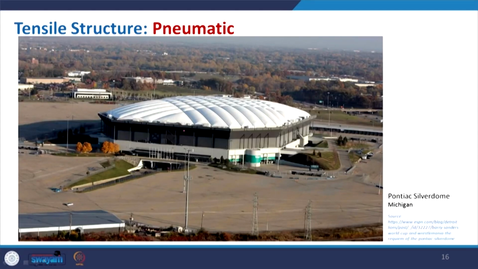This is another pneumatic structure, covering a football stadium, though later it was dismantled. This is the Pontiac Silverdome in Michigan, the same as the Tokyo Dome. In this case also you get this particular division to just give the form, so that it will take the proper shape that it can act with. This is again another example of a tensile structure.